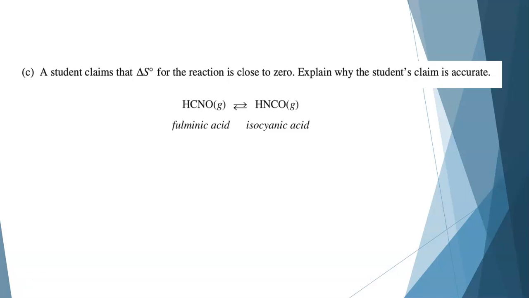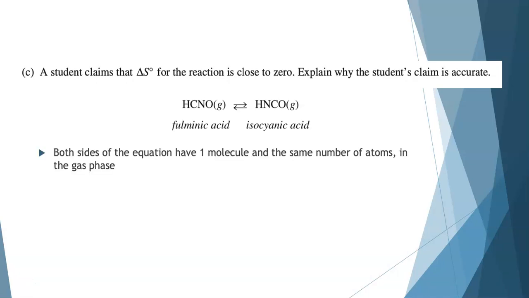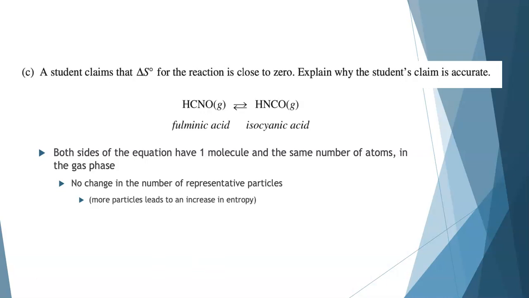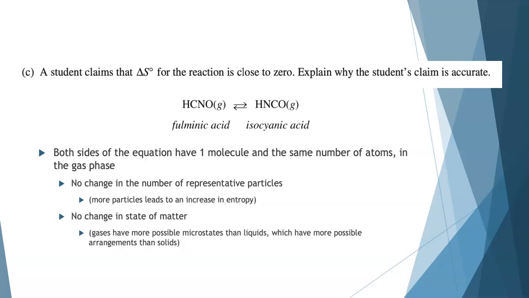All right, so going back to the balanced equation where we have one reactant molecule and one product molecule, both molecules have the same number of atoms, they're both in the gas phase. There's really nothing here to have significant effects on the entropy for the reactants versus the products. There's no change in the number of representative particles, there's no change in the state of matter. We know that if there are more particles, that leads to an increase in entropy because there's more possible arrangements. With no change in the state of matter, we're not changing from liquids to gases or solids to liquids.